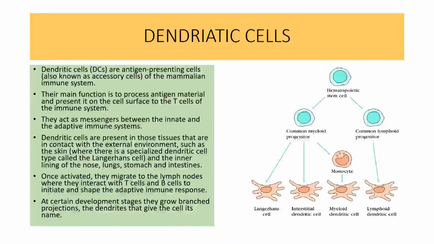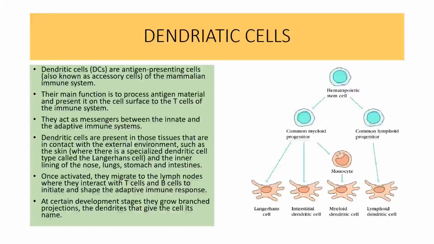Last cell is the dendritic cells. The dendritic cells, also known as DC cells, are antigen presenting cells. They are also known as accessory cells of the mammalian immune responses. Their main function is to process antigen material and present it to the cell surface of the T cells of the immune cells. They act as messenger between the innate and adaptive immune system.